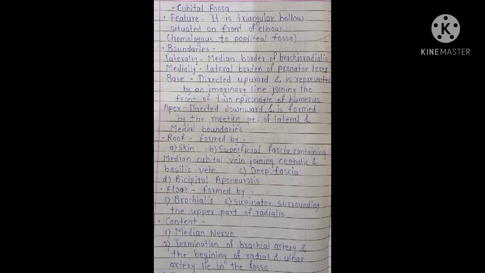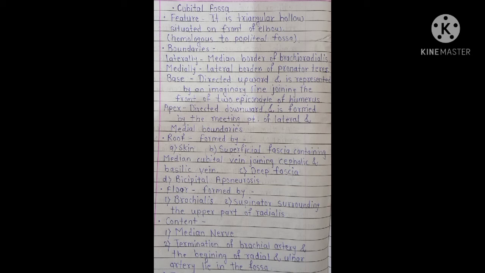The base is directed upward and it is represented by an imaginary line joining the front of the two epicondyles of the humerus. The apex is directed downward and it is formed by the meeting point of the lateral and medial boundaries. The roof is formed by skin, superficial fascia containing the median cubital vein joining the cephalic and the basilic vein, the deep fascia, and the bicipital aponeurosis.